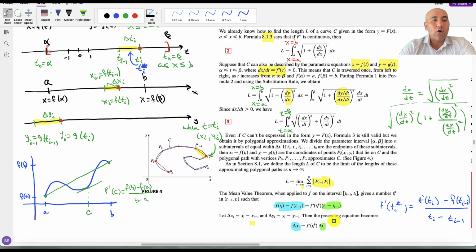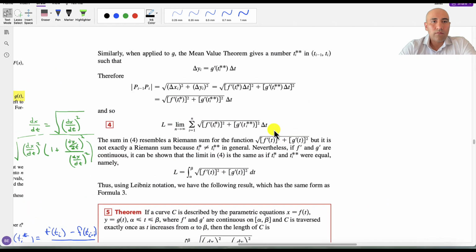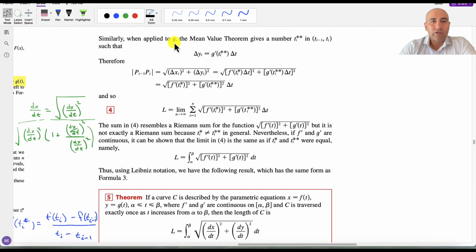Likewise, we can do the same thing with the y function. So similarly, we can apply it to the g function. The mean value theorem says that there must be some t sub i double star in that interval such that the exact same thing is true. The change in y sub i is equal to g prime of t sub i double star delta t.